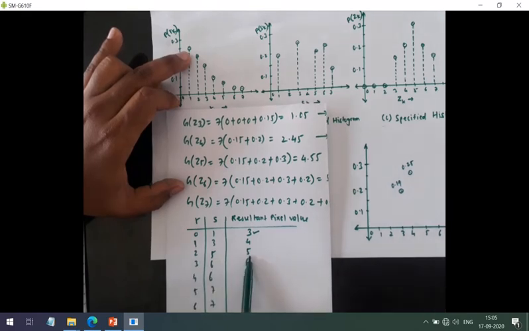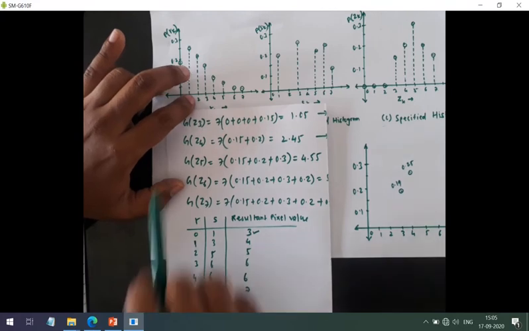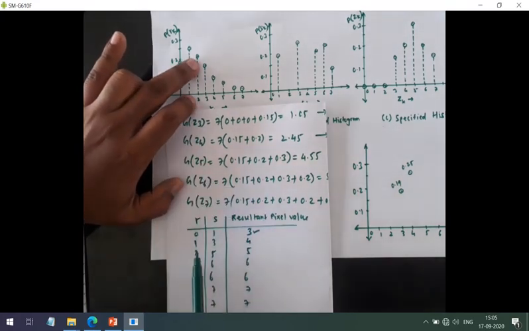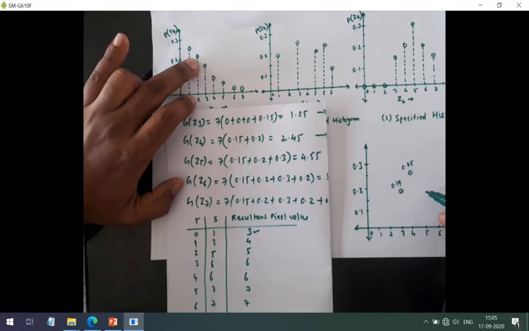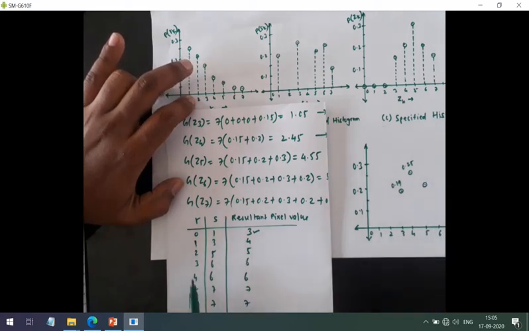Next, 2 is mapped to 5. How many pixels were there with intensity 2? That was 0.21, yes, 0.21. So for 5 it should be 0.21, sorry. Then these 2 pixels are mapped to 6.